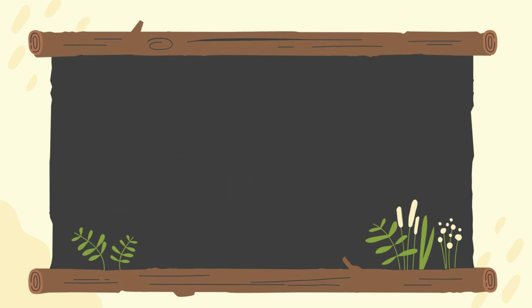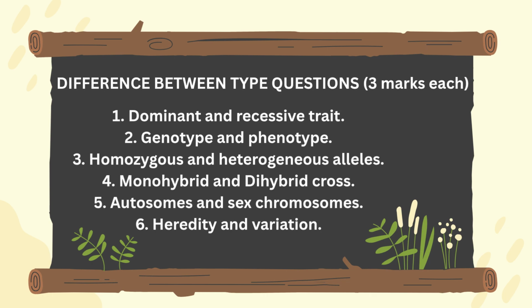Here are some important difference between type questions, 3 marks each. First one is dominant and recessive trait. Second one is difference between genotype and phenotype. Third one is homozygous and heterozygous alleles. Fourth one is monohybrid and dihybrid cross. Fifth one is autosomes and sex chromosomes. Sixth one is heredity and variation.